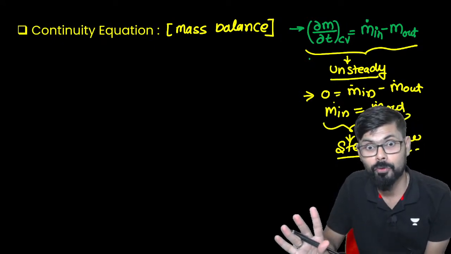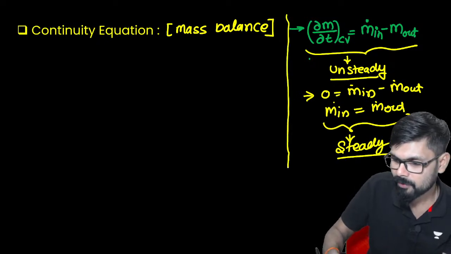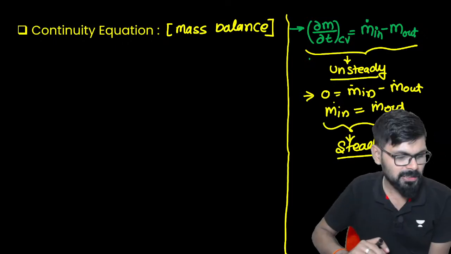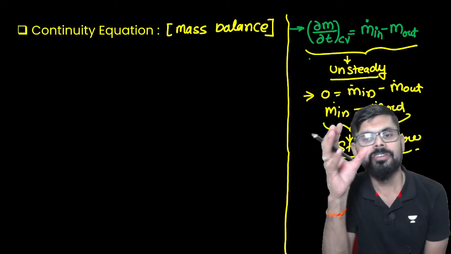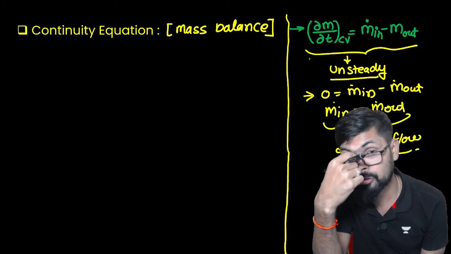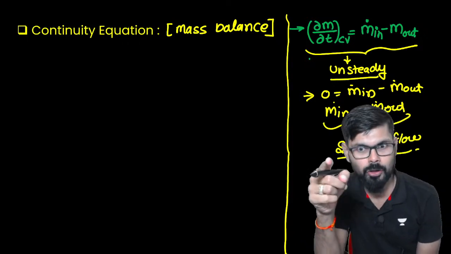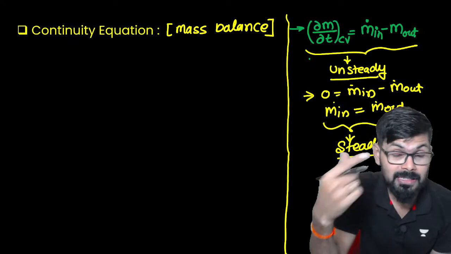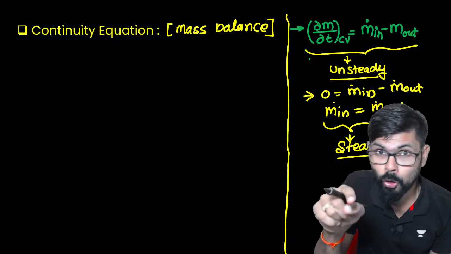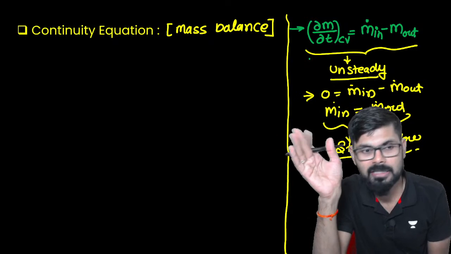Is it clear to all of you? Okay, very good. So this is the law of conservation of mass. If someone asks you what the law of conservation of mass is, you can say that the rate of mass accumulated within the control volume is equal to the net rate of mass transfer across the control volume. This is for unsteady. For steady flow, the rate of mass accumulated within the control volume is 0, which means the rate of mass entering is equal to the rate of mass leaving. Any confusion? Sir, no confusion.